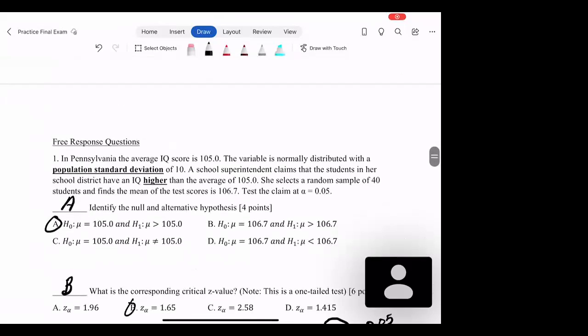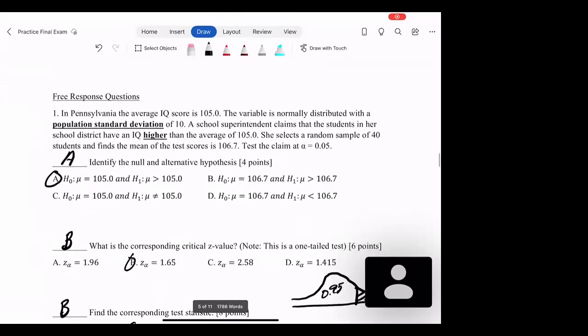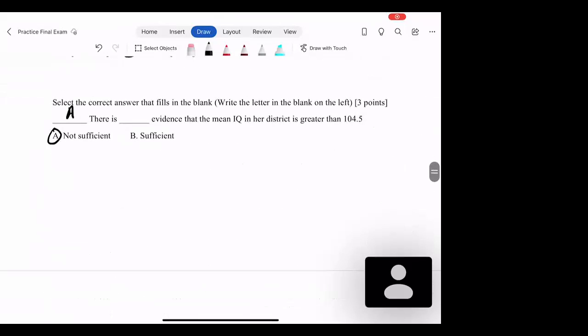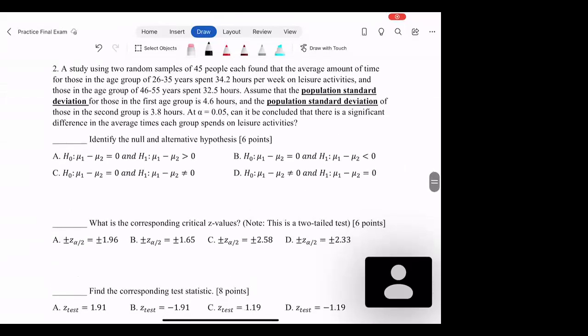Does that question look familiar? That was on your exam 3. But it was 104.5 and 107.2. That's why this last part says 104.5. I didn't change it.